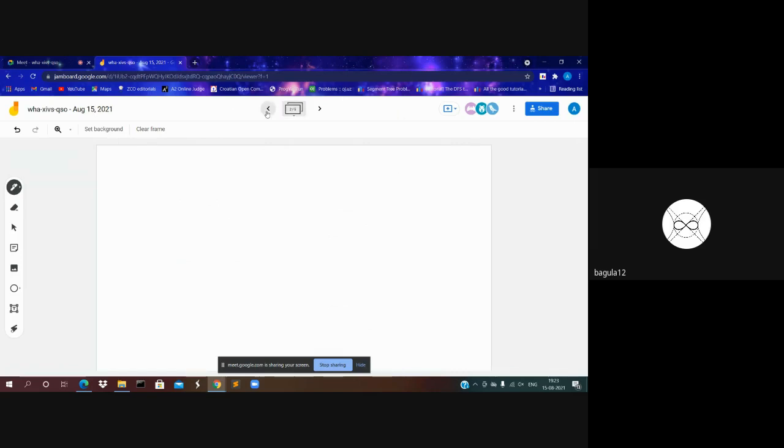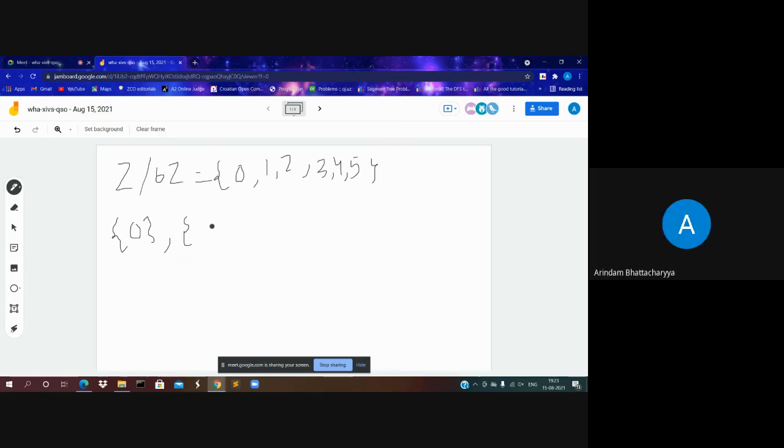Cool. Let's take Z mod 6 instead: 0, 1, 2, 3, 4, 5. What are the subgroups of this? First the trivial subgroup, zero. If you put, first of all you have to put the identity, right? Because it has to be a group.